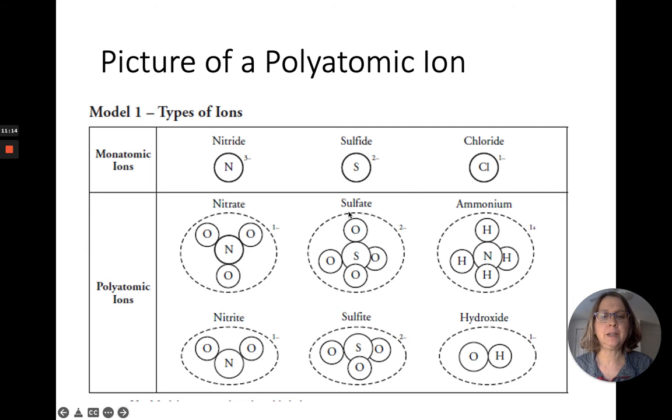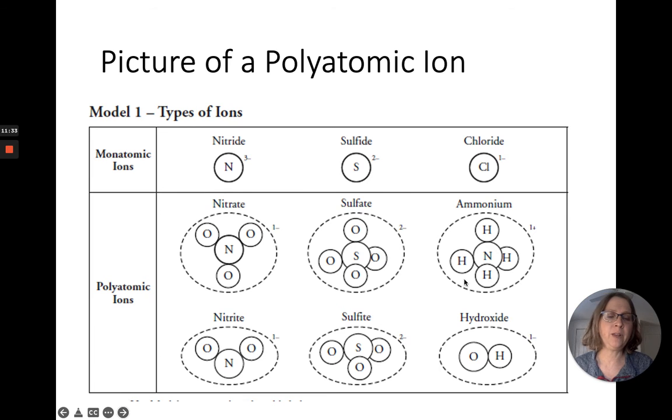Notice sulfate is S with 4 O, 2-. So the ATE doesn't mean a number, it just means oxygen. And if you're comparing the ATE form and the ITE form, the ATE form always has 1 more oxygen. So sulfate has 4 oxygens attached to the sulfur, whereas sulfite only has the 3.